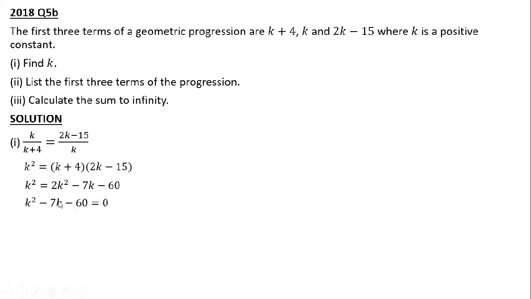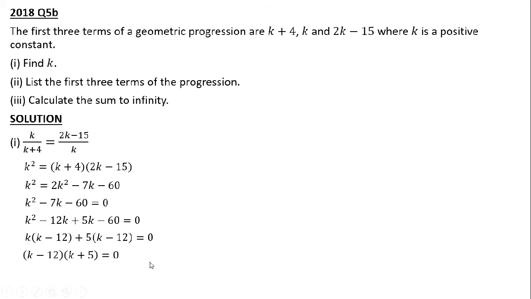Where there's negative 7k, we'll replace negative 12k plus 5k. Common factor k, factorize the k. Common factor 5, factorize the 5. We are going to have a common factor k minus 12, group k and positive 5. So our values of k will be k equal to 12 or k equal to negative 5.